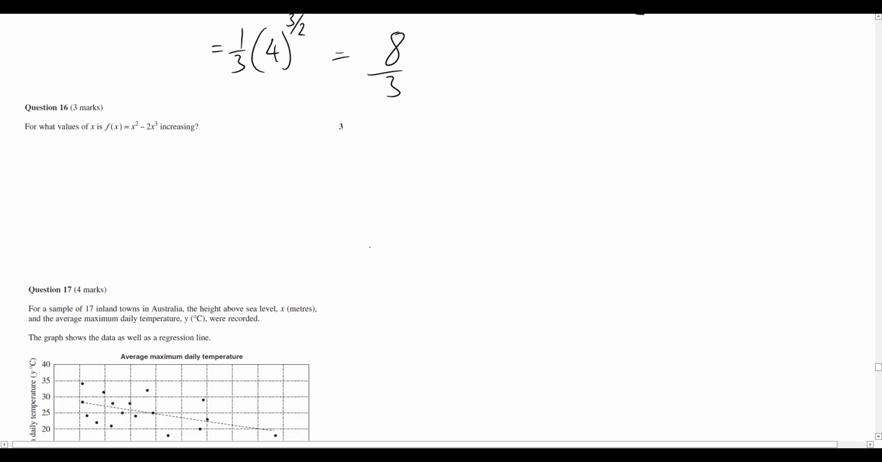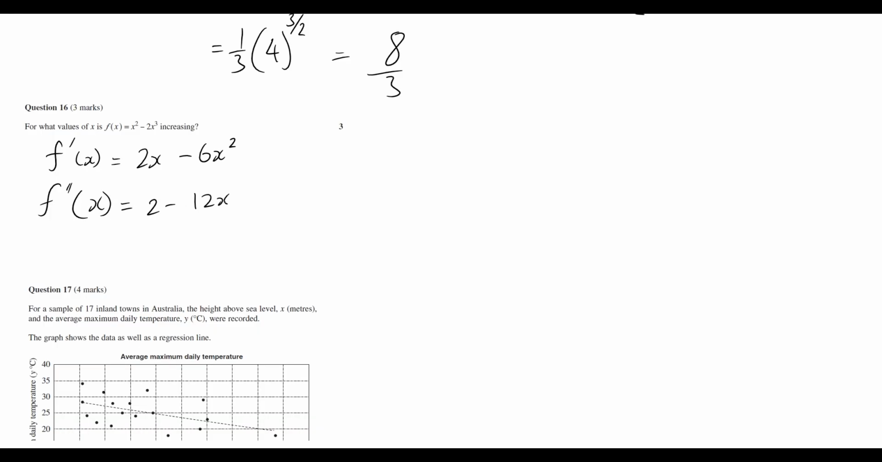So for what values of x is f of x equals x squared minus 2x cubed increasing? Okay, so first thing that I think we should do anytime we see a problem like this is differentiate. So let's find our first and second derivatives. So f prime of x is going to be equal to, we'll leave it as it is. So we'll change it to 2x minus 6x squared. And then we can say that our second derivative, f double prime of x, is going to be equal to 2 minus 12x.